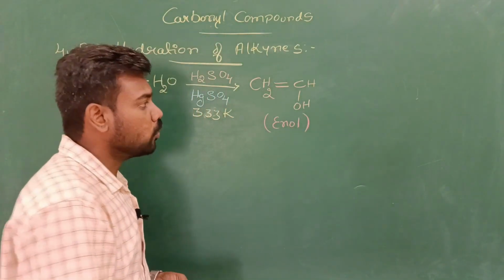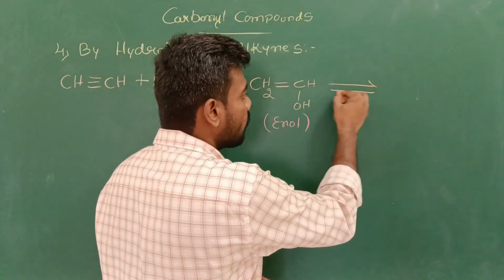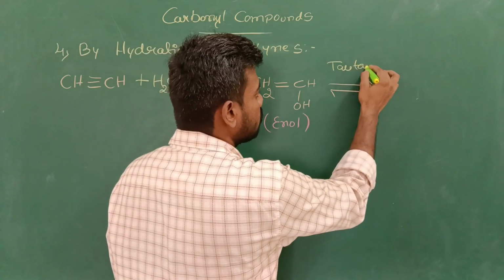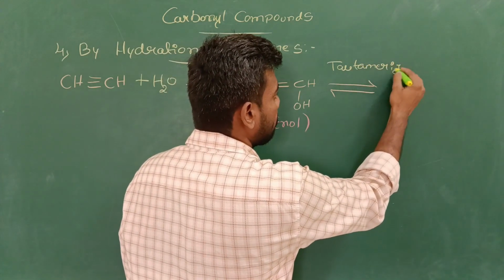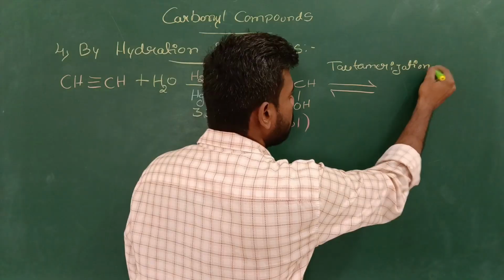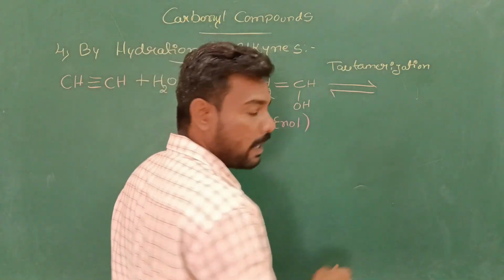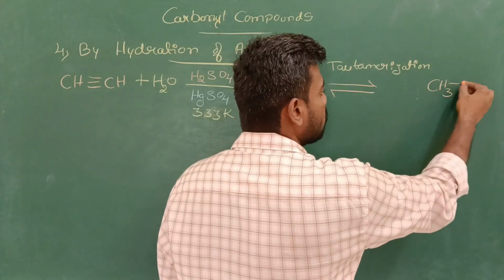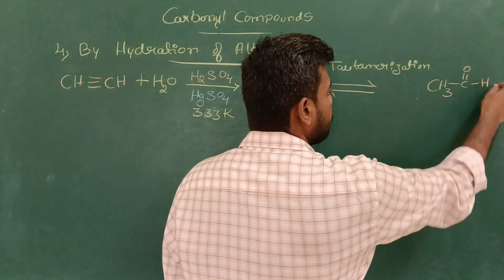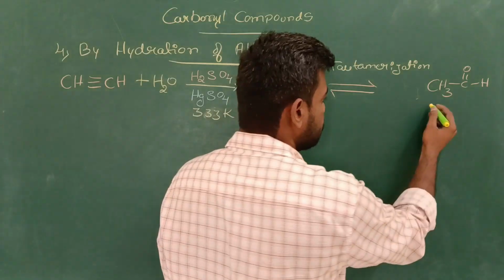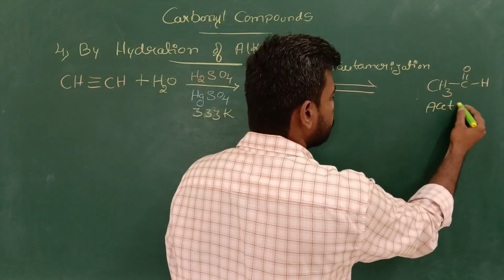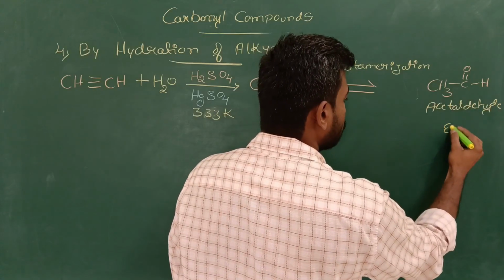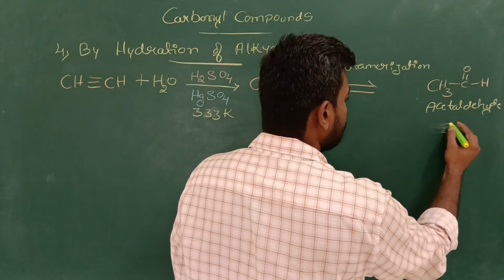Which undergoes tautomerization to form a stable compound known as acetaldehyde. This is acetaldehyde, which is in keto form. The other one is the enol form.